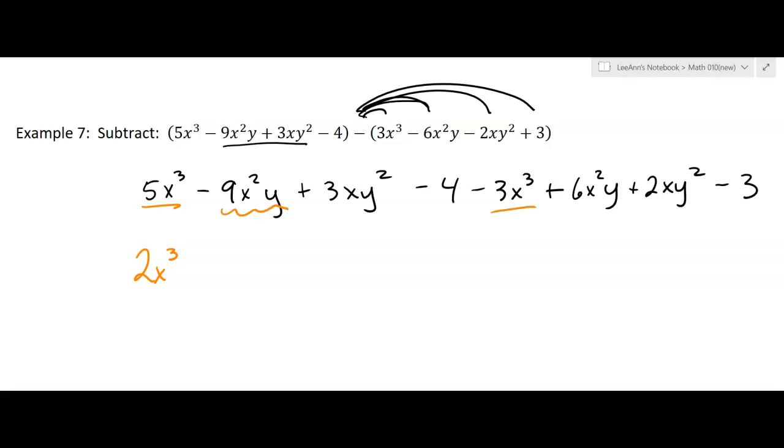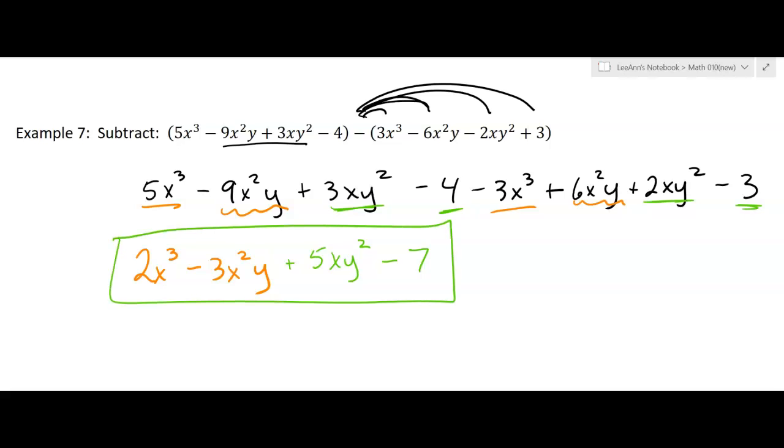I have a minus 9x squared y. Do I have any other x squared y's? Yeah, right there. So minus 9 and 6, that's negative 3x squared y. So you're combining the coefficients when they're like terms. All right, let me change to another color. I have a 3xy squared. Do I have any others? 2xy squared. That's going to be 5xy squared. And then I just have 2 terms left, right? So a negative 4 and a negative 3, that's going to be minus 7.